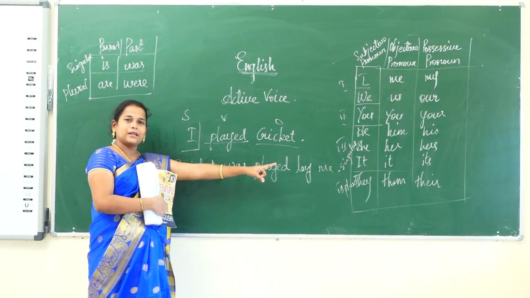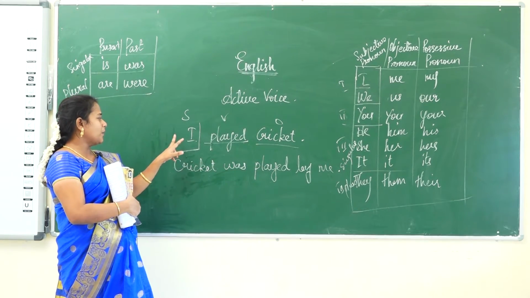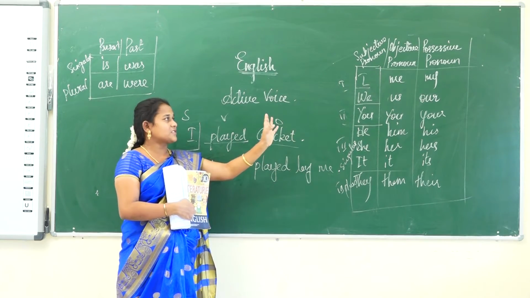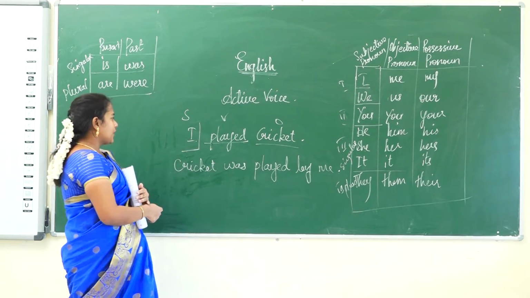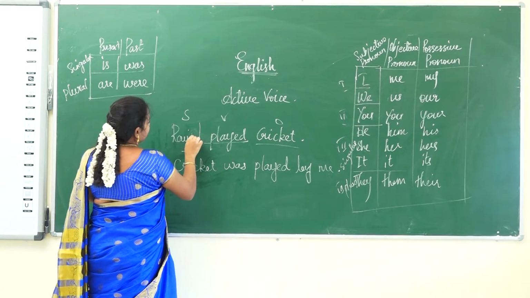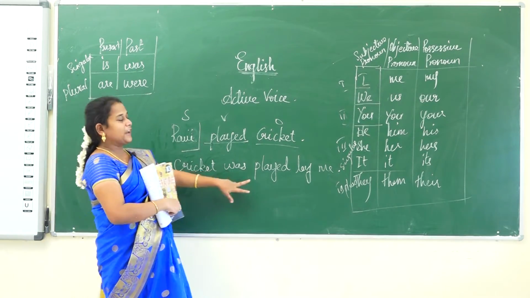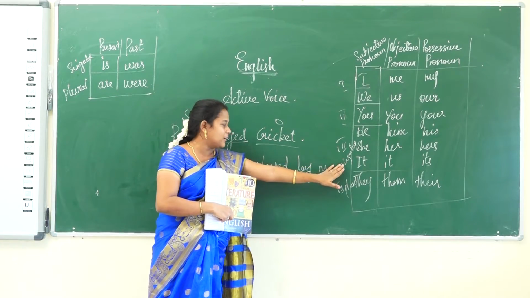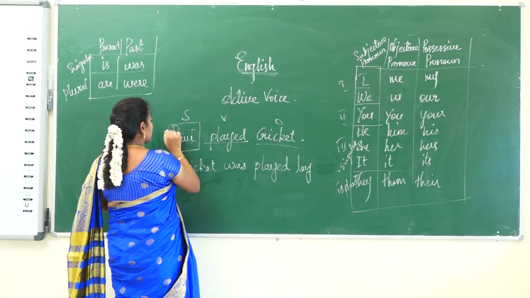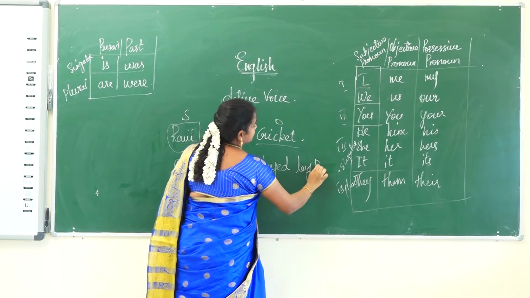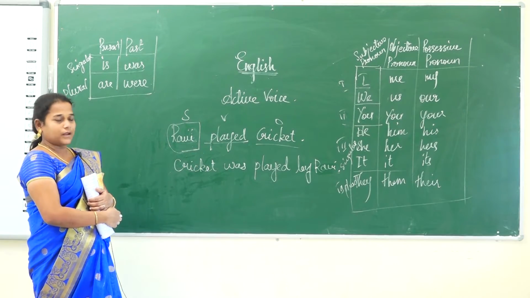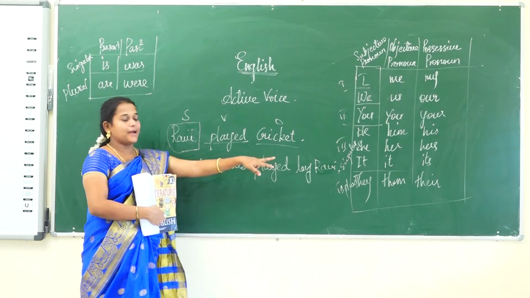Then we have to supply the agent. If it is in the form of pronoun, then the subjective pronoun will change into objective pronoun. For example, here if I write Ravi played cricket, what happened? The cricket was played by me. We should not write here. It will become wrong. So here we have to write the respective subject here. This subject will become as a doer. Okay. So the cricket was played by Ravi.